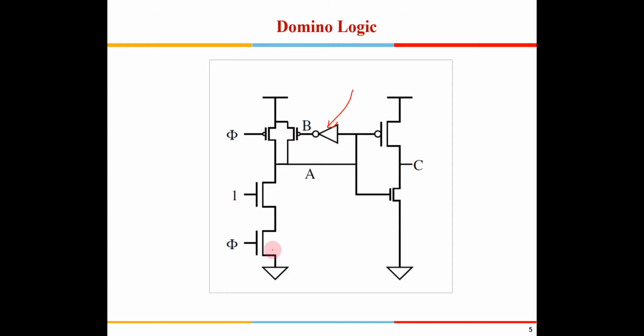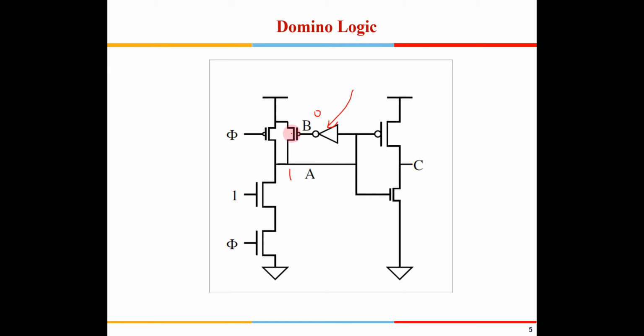Otherwise, during switching, there could be a connection available from VDD to ground, right? So this has to overcome this PMOS and pull this node down during the evaluation phase, right? Because when it is pre-charged, it will be 1, and it will be 0 here.